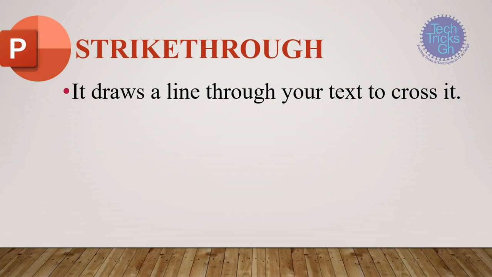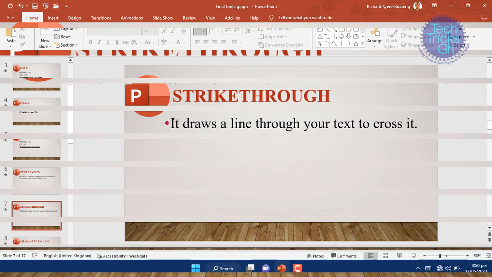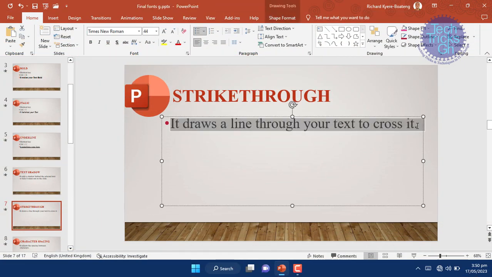Strikethrough. It draws a line through your text to cross it. To use this command, select or highlight your text and click the text strikethrough command to draw a line through the text to cross it.